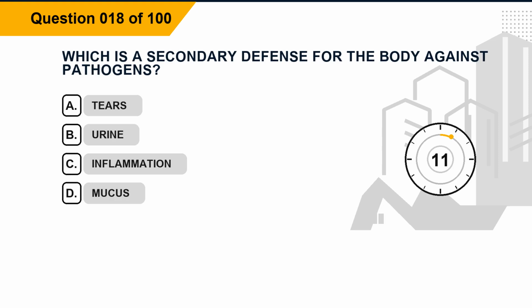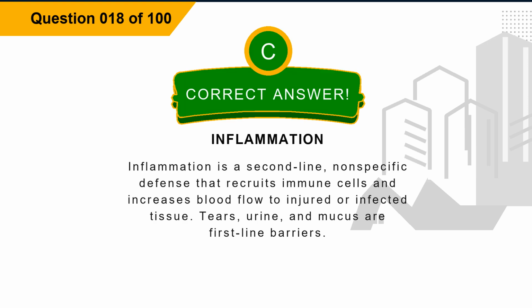Question 18. Which is a secondary defense for the body against pathogens? Option A, tears. Option B, urine. Option C, inflammation. Option D, mucus. The correct answer is option C, inflammation. Explanation. Inflammation is a second-line, non-specific defense that recruits immune cells and increases blood flow to injured or infected tissue. Tears, urine, and mucus are first-line barriers.